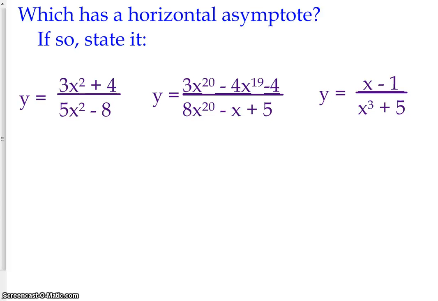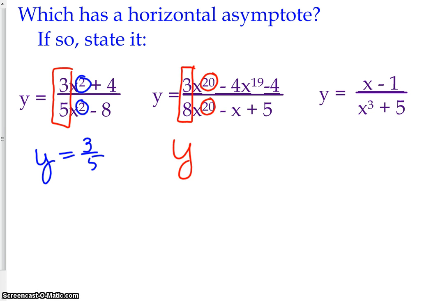When I look at my first example here, I'd say yes, it has a horizontal asymptote because the numerator exponent matches the denominator exponent. Then it is the coefficients of that leading exponent. So the horizontal asymptote here is y equals 3/5. In this case, we have the 20 and the 20, so it has the same degree, and the horizontal asymptote here would be 3/8. So it's the coefficient of the highest exponent. In the last case, since the denominator is higher than my numerator, yes, it does have a horizontal asymptote, and it's at y equals 0.